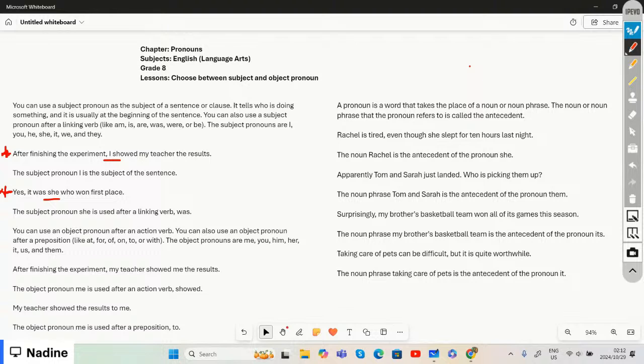All right. Now we have our object pronoun. We already went through the subject pronoun, and we said it tells us who is doing something and is usually at the beginning of the sentence. Now, you can use an object pronoun after an action verb.